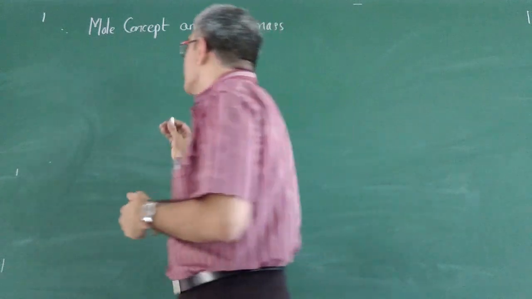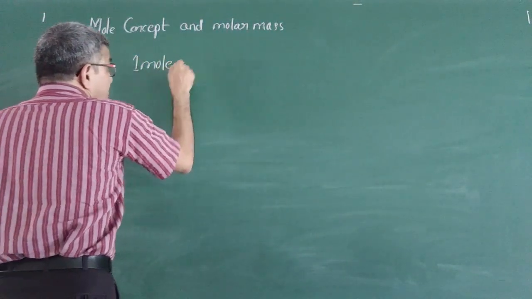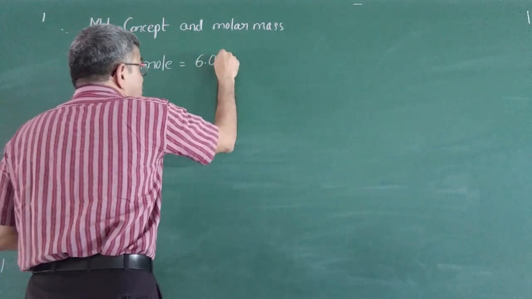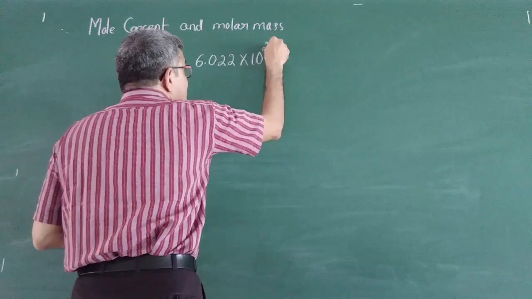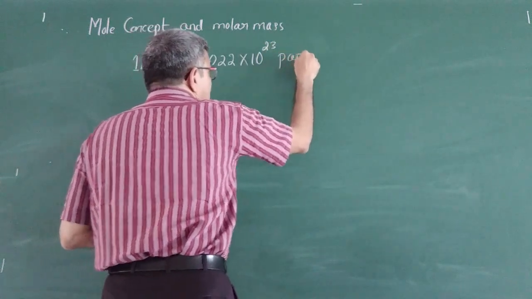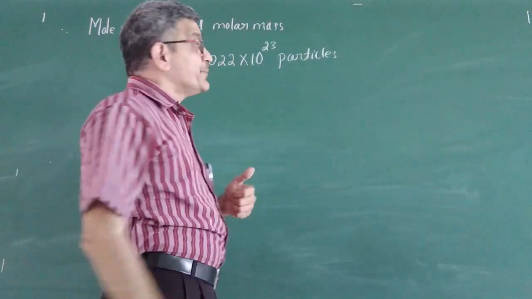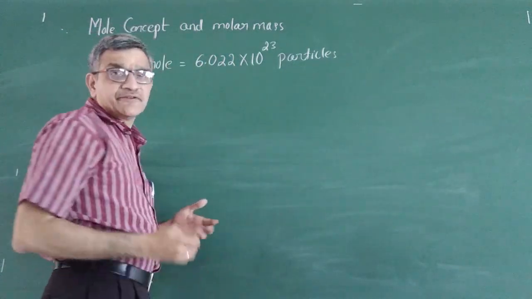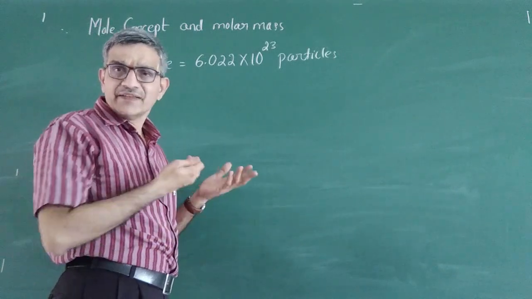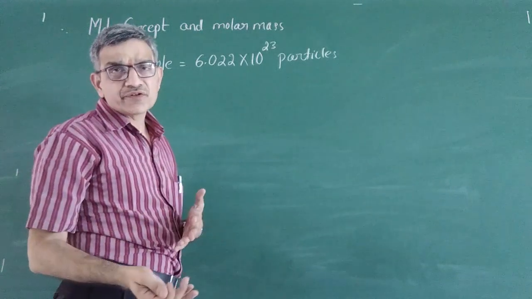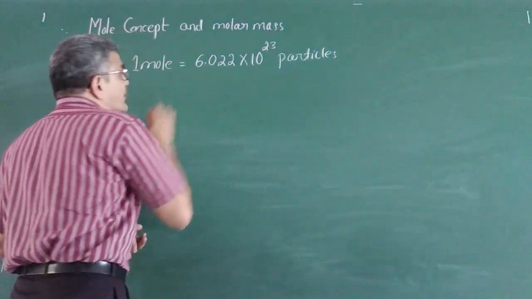And its value is found to be 1 mole equal to 6.022 into 10 raised to 23 particles. I write here particles. What is that particle? If you have taken atoms, it is that many atoms. If you have taken ions, that many ions. Or molecules, that many molecules. Okay, so that is 1 mole.